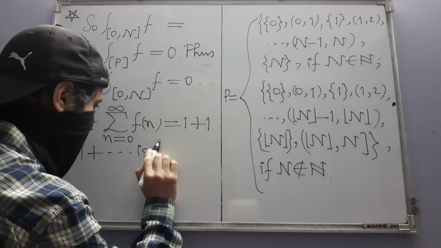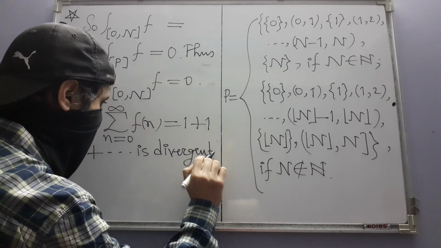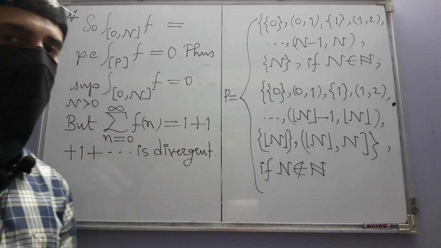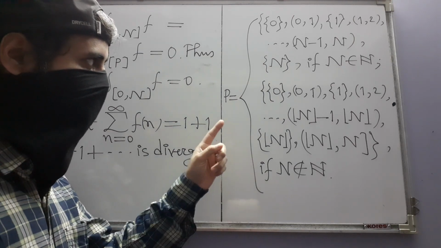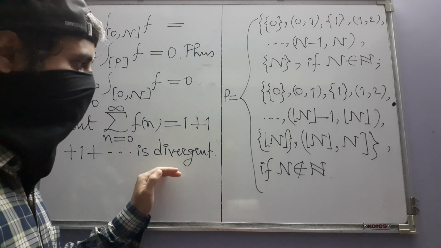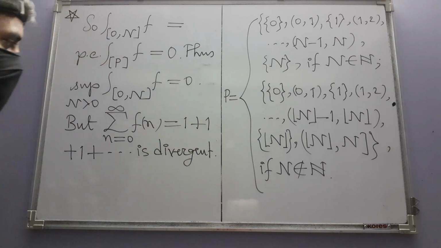Is divergent. So this is one example where the supremum is finite but the series is divergent. So the integral test fails. So we see that if our function is not decreasing, then things can go wrong in one of the two possible ways. But now let's see the other way.